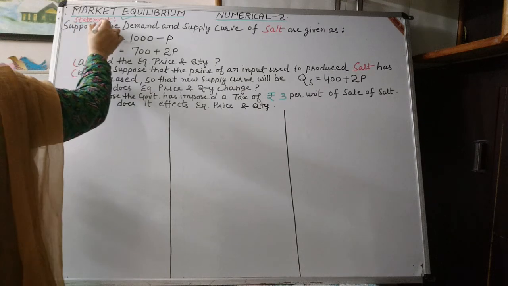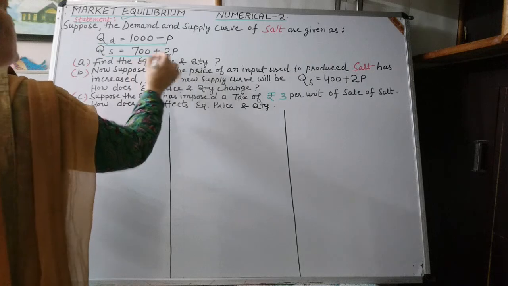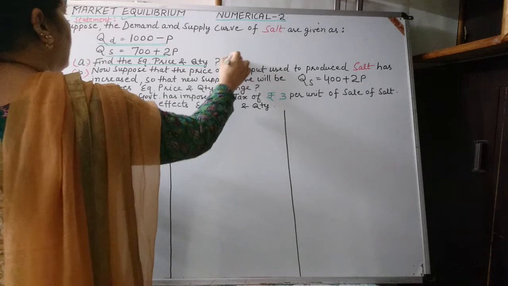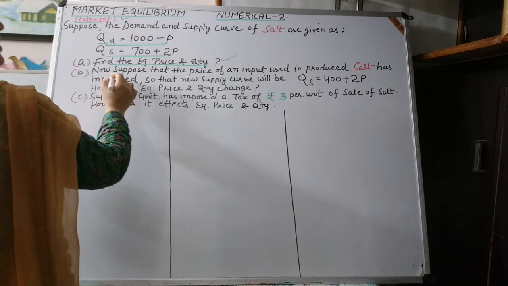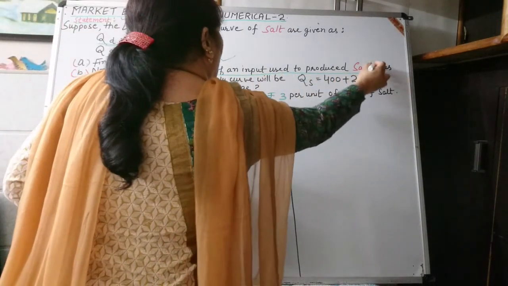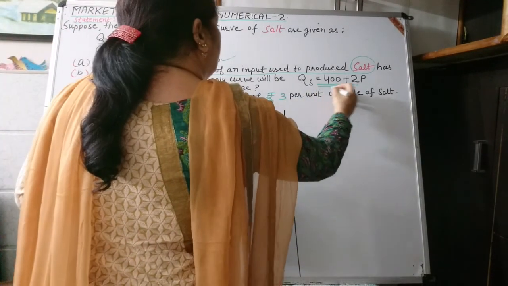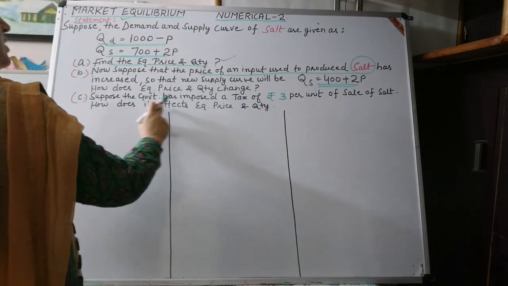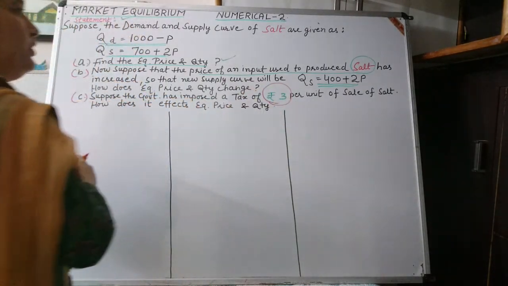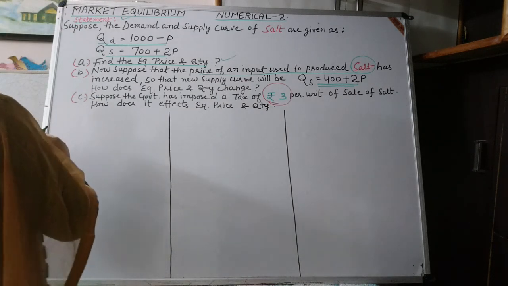Here the statement is given: equilibrium demand and equilibrium supply are given. We have to find out number 1, equilibrium price and equilibrium quantity. Number 2, suppose that the price of an input used to produce salt has increased, so that the new quantity supplied will be this. And suppose the government has imposed a tax of rupees 3 per unit of sale of salt, then how does it affect the equilibrium price and quantity?